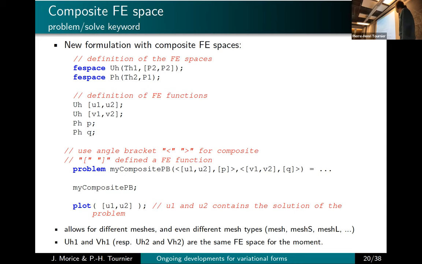Now, this gives a composite effect space that allows for different machines and even different mesh types for meshes. For the moment, you have some insert in the code to take that UH1 equal UH1. For the moment, but I think it will be removed afterwards.